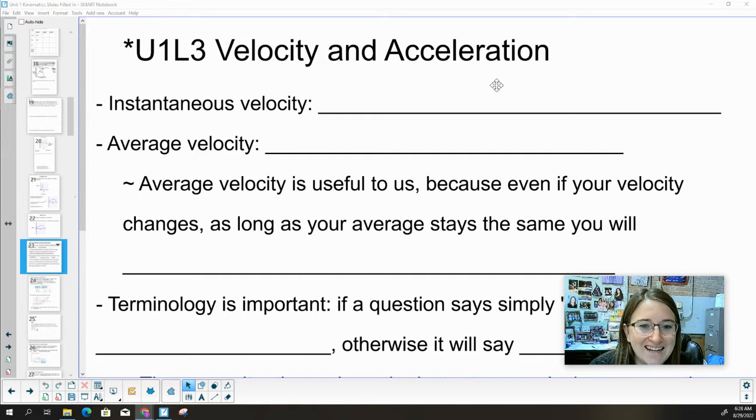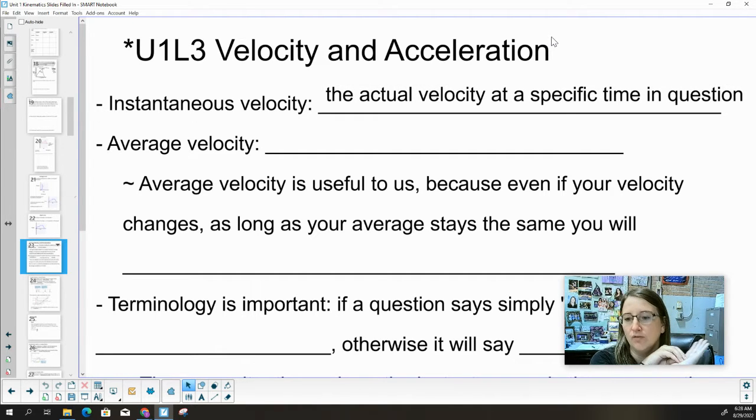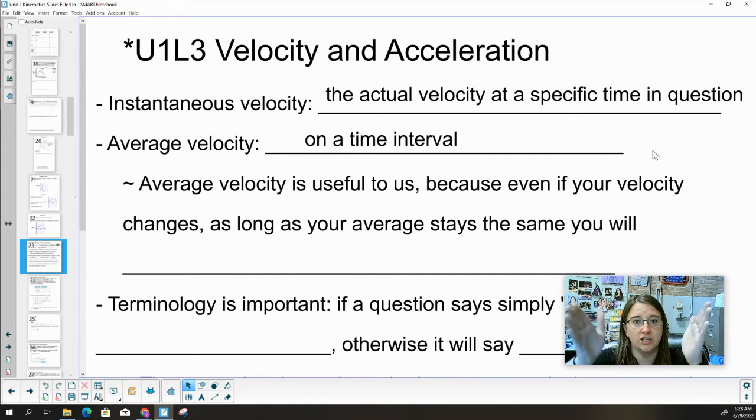So when we say instantaneous velocity, that means the actual velocity at a specific time in question. We've talked about average velocity, right? Which again is on a time interval. From here to here, what was our average velocity? Instantaneous is at a single point, what was our velocity at that single point?